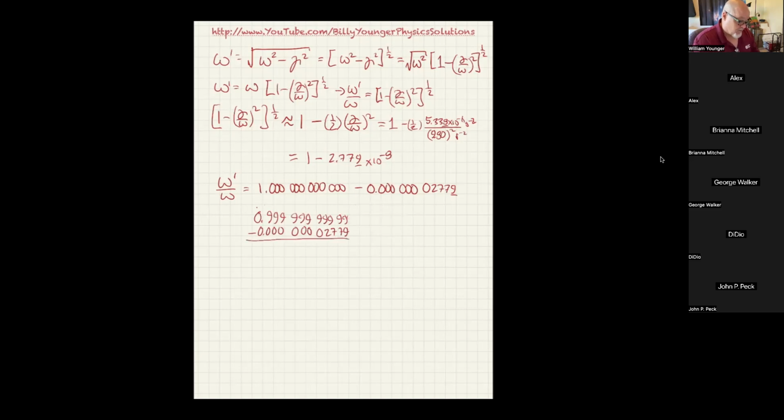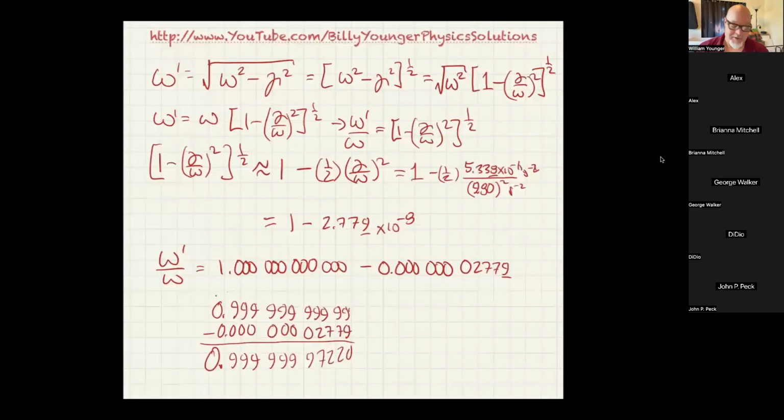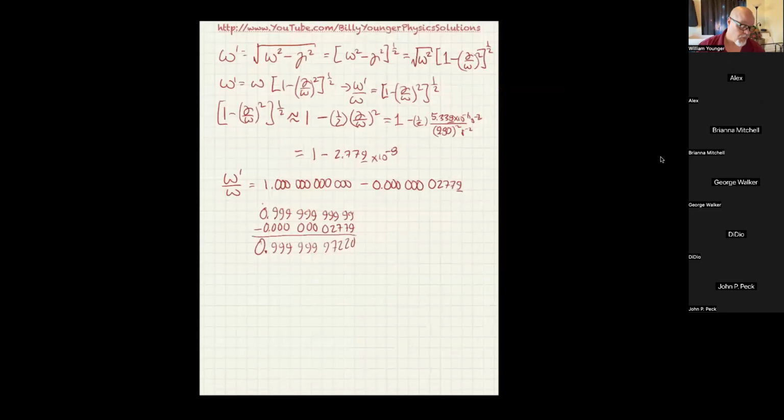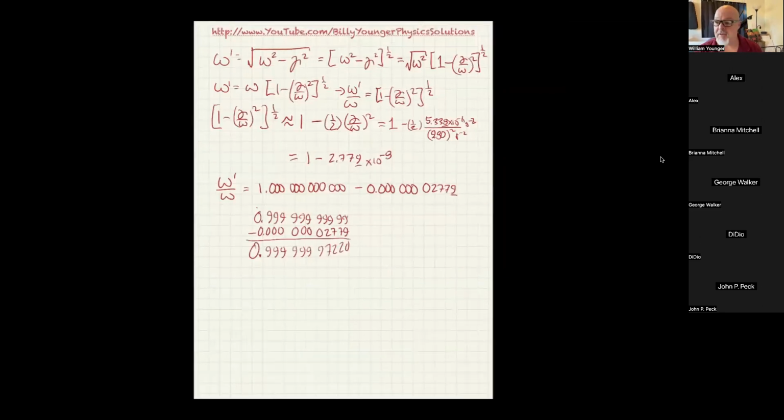And you can see that that number comes out really small. 9 minus 9 is 0. 9 minus 7 is 2. 9 minus 7 is 2. 9 minus 2 is 7. 9 minus 0 is 9. So we're going to get 9, 9, 9, and then 9, 9, 9. So you can see that it differs very, very little. In other words, this number is very, very close to one. Any questions on that?